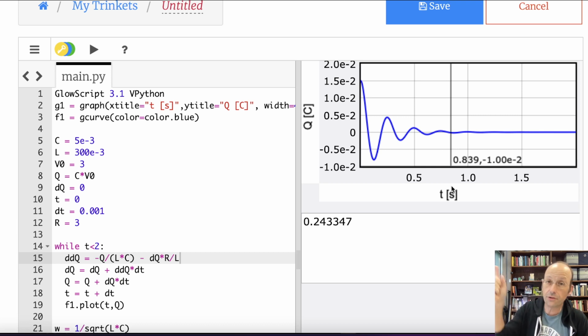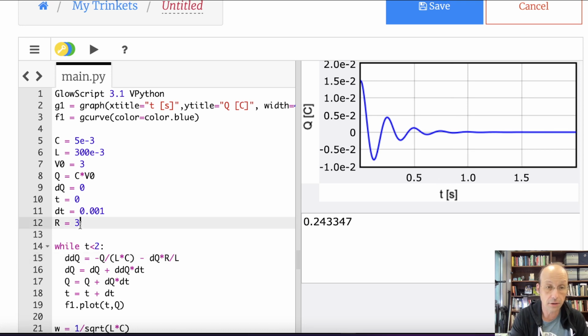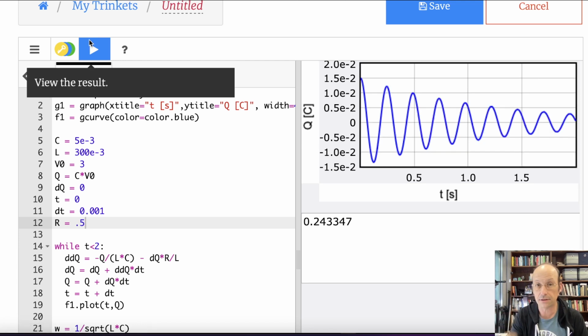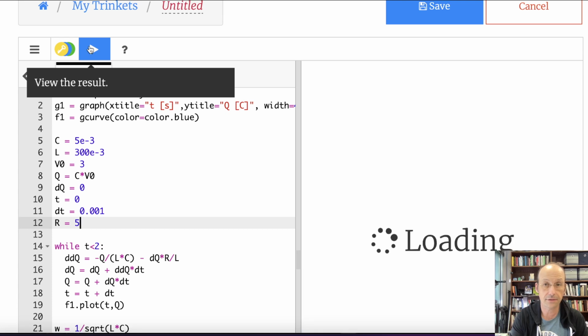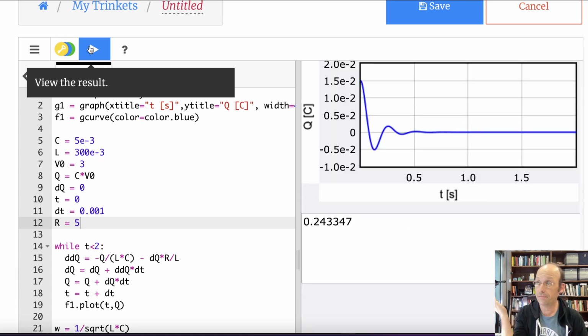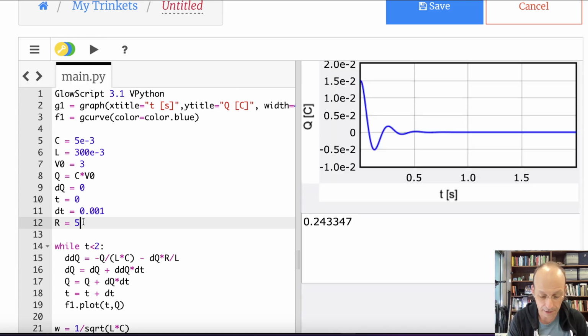So with the resistor in there, every time it passes back and forth, the total current decreases a little bit, the total charge in the capacitor, because that resistor is dissipating stuff. If I make the resistance smaller, let's make that 0.5, I can run it and it dies down slower. If I make that resistance higher, let's say 5, it dies down faster. Pretty easy, right? Okay, now let's put that back at 3.